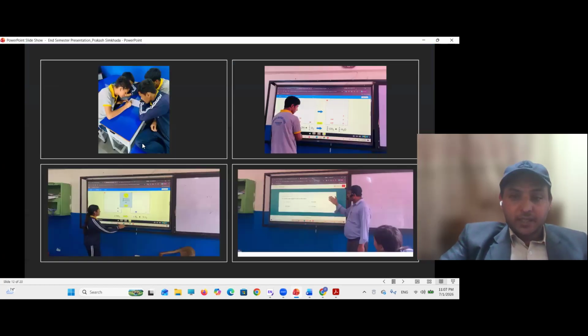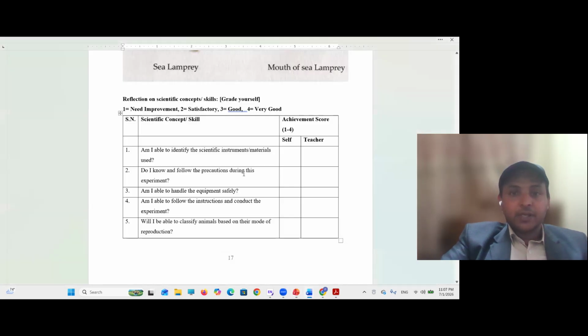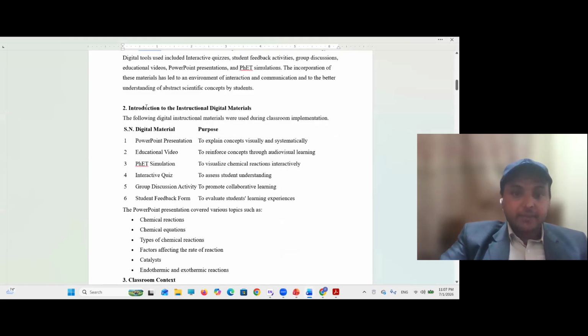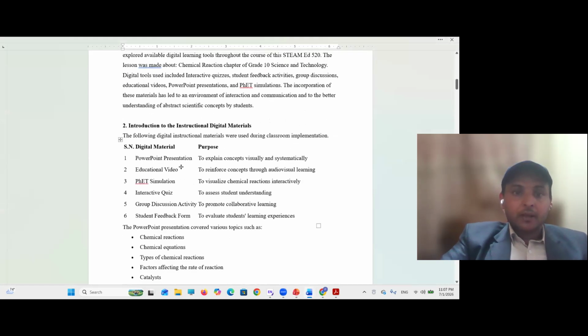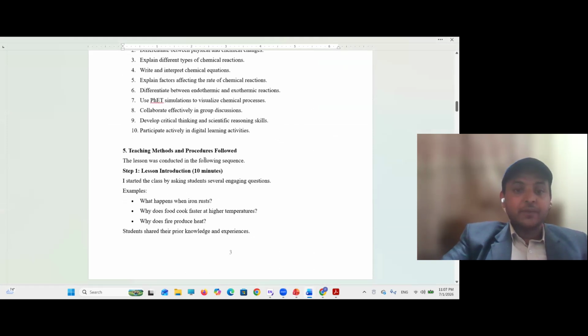You can see that students are observing the different pictures and balancing chemical equations through the PhET simulation. I want to show you the different activities which the students have done in this assignment. Here, during the PowerPoint presentation, while showing the video, students are actively engaged in the activity.